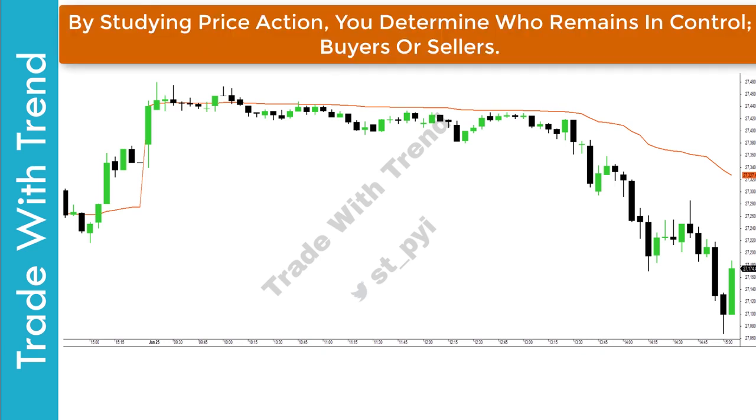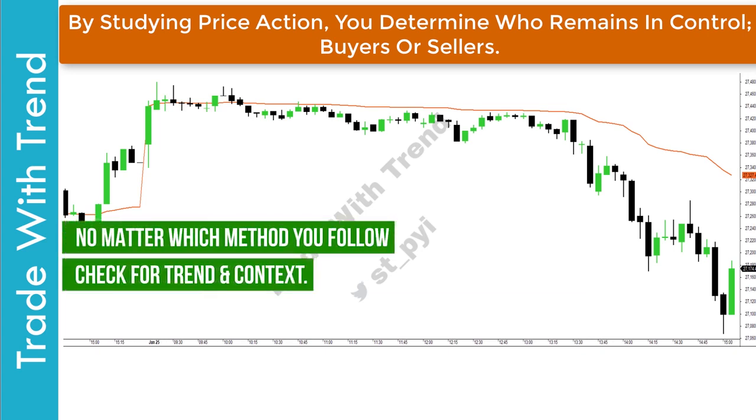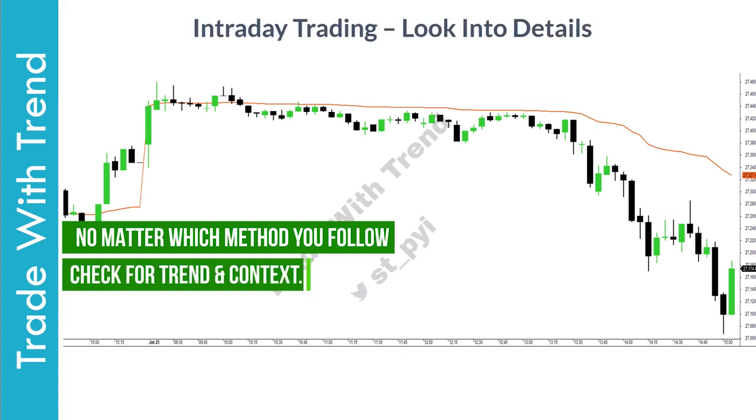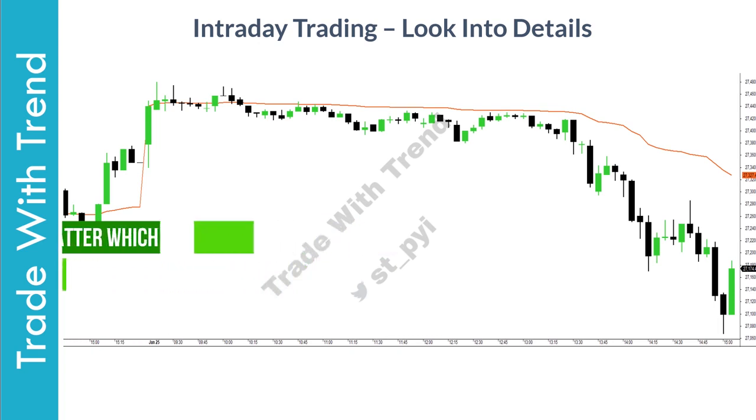Now do remember that without underlying context, price structure and trend bias, trading with VWAP indicator will always seem complex. If you really want to succeed in intraday trading with VWAP indicator, then you have to begin thinking in terms of overall structure of the market. This is a very important point that is often missed by most beginners.